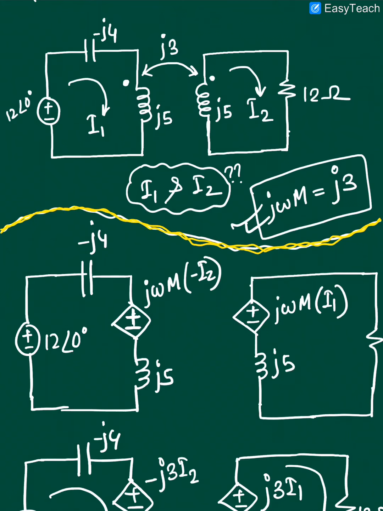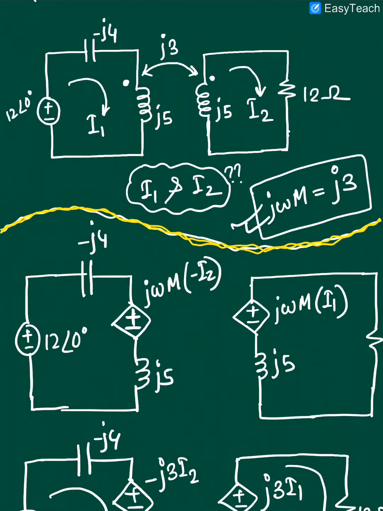Now let us find the value of these dependent voltage sources. The value of the dependent voltage source in the primary side will depend on the current in the secondary coil, and similarly for the secondary side it will depend on the current in the primary side, right? In the primary side, you can see this current I2 is leaving the dot, so it will be j omega M times minus I2, as it is leaving the dot. And in the secondary side, the value of this voltage source is j omega M I1, which is positive because the current I1 is entering the dot, right?